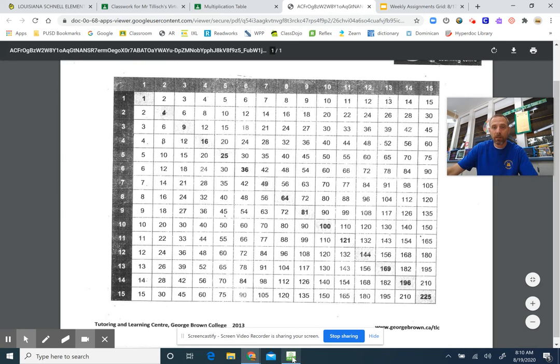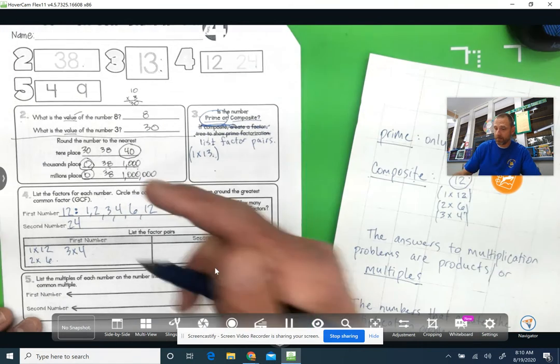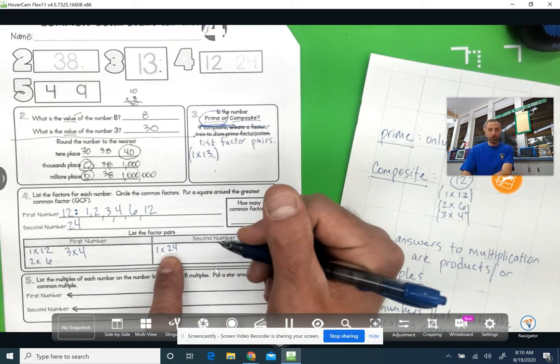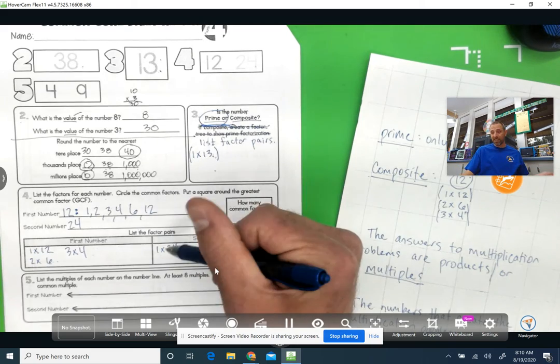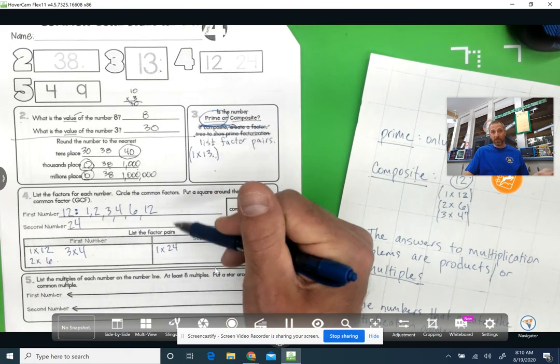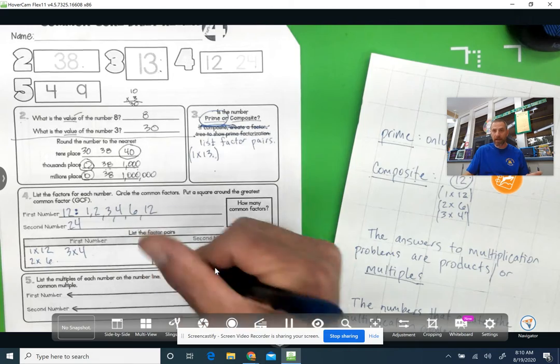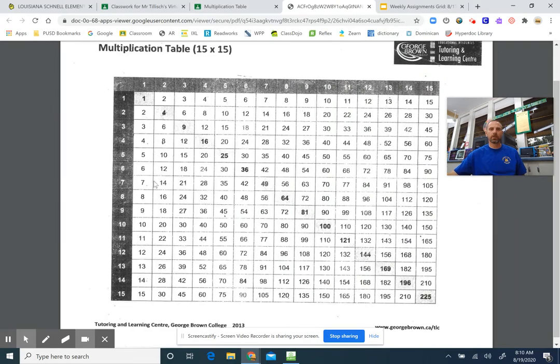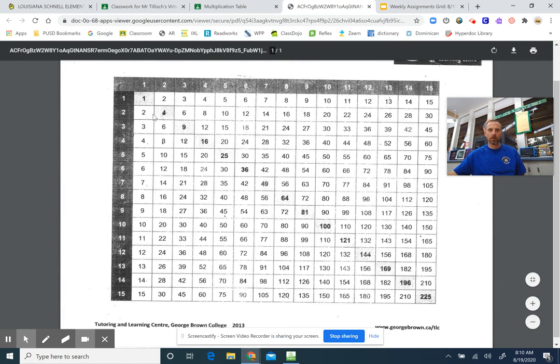Immediately, I know that really the first factor pair of any number is going to be 1 times itself. So I'm just automatically going to put that 1 times 24. And then I can take a look. The number 24 is an even number. I know that 2 is a factor of all even numbers. So let's take a look here. 2, and I'm going to scan it. Oh, this top row does not have 24 because our factors stop at 15. So we have 2, boom, 24. 2 times 12 is 24.